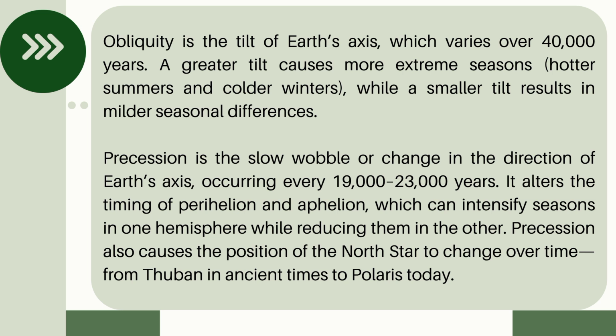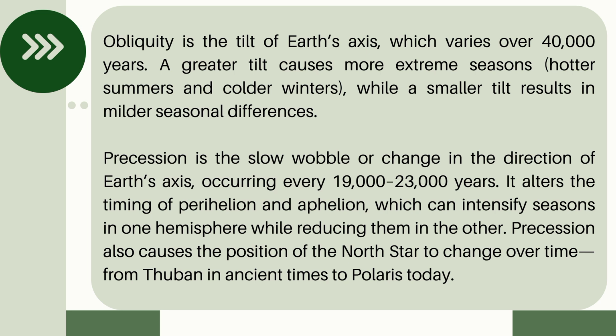Precession is the slow wobble or change in the direction of Earth's axis, occurring every 19,000 to 23,000 years. It alters the timing of perihelion, or closest to the sun, and aphelion, farthest from the sun, which can intensify seasons in one hemisphere while reducing them in the other.